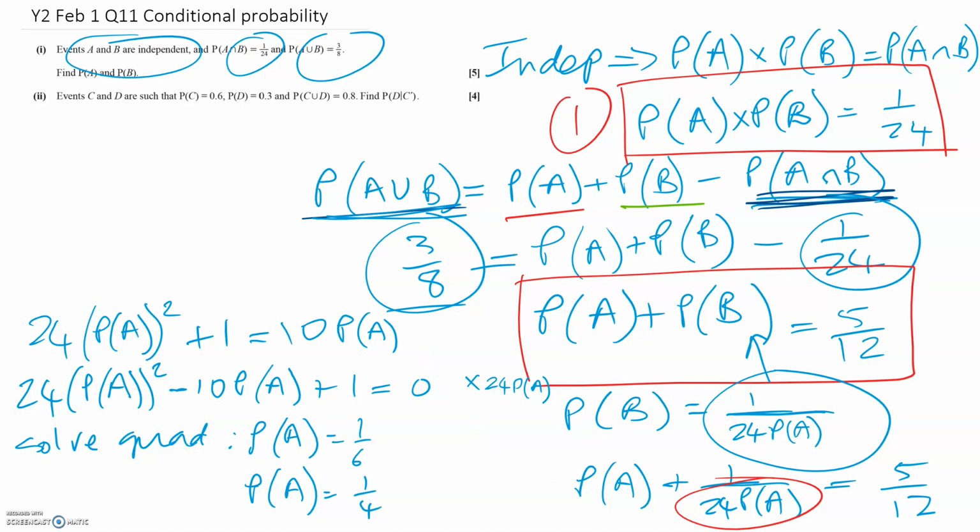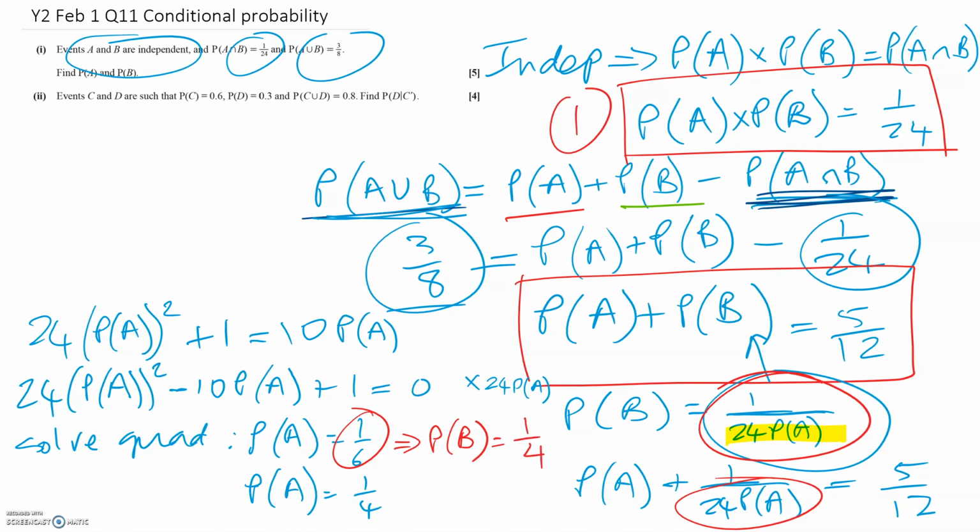if A is 1/6, then you should find that the probability of B is, just using, where is it? Oh, I've lost it. Oh yeah, down here. So if you know what A is, if you do 1/24 times by the probability of A, you'll get the probability of B. So if you do 24 times by 1/6, that will be 4. So the probability of B will be a quarter.